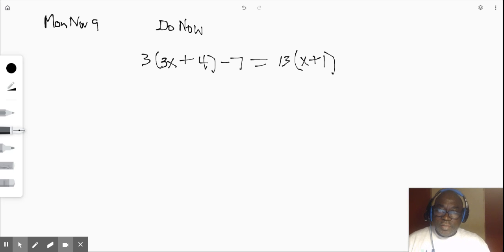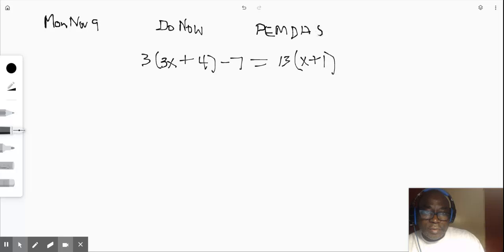So in today's Do Now, we are going to solve this multi-step equation for x using the laws of equality. Like in every other equation, we're going to use PEMDAS, which is the order of operations. So the first thing we'll look for is solving what is within the parentheses here.